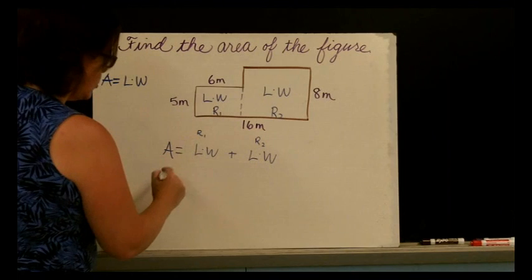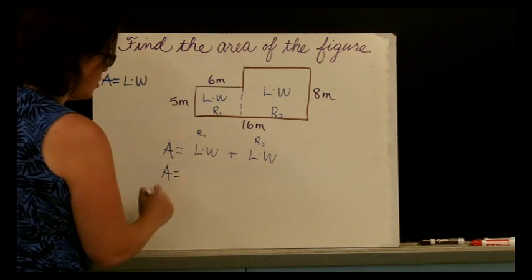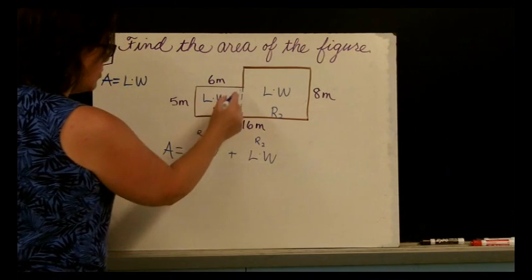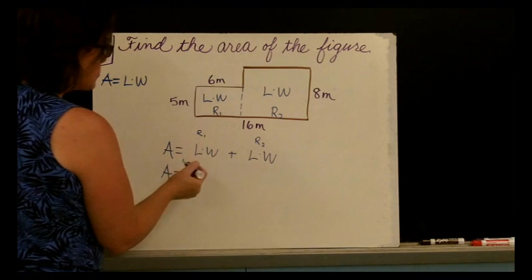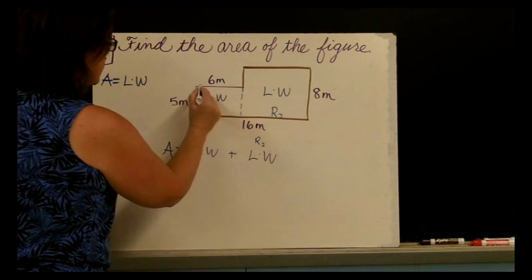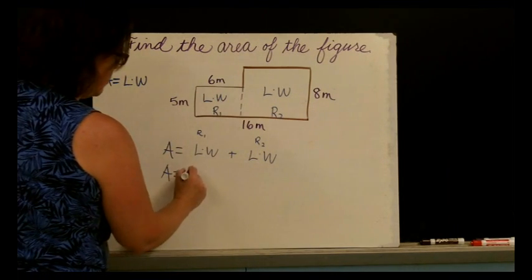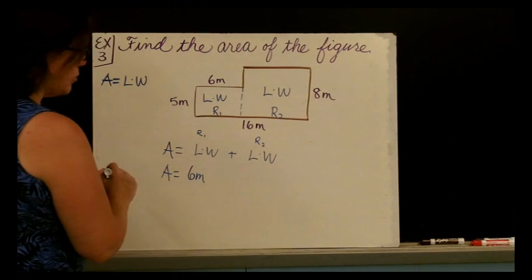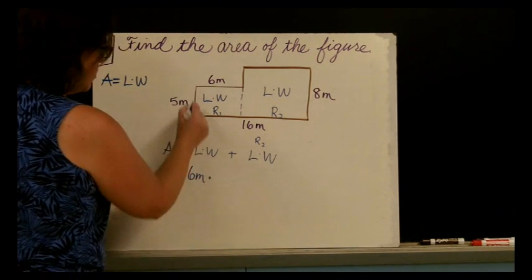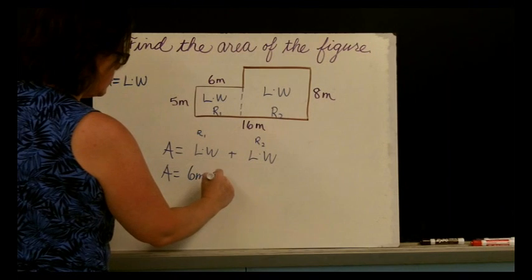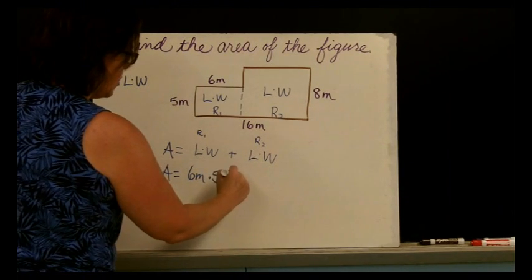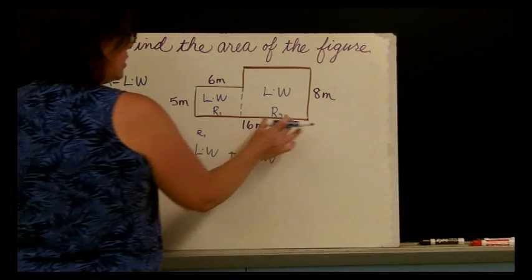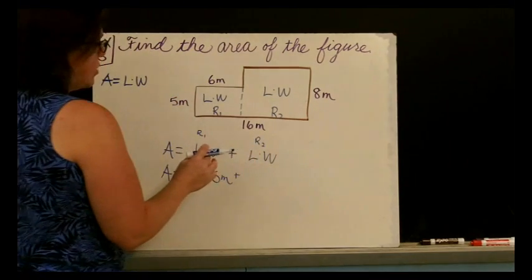And now what we are going to do is substitute in our measurements. The length of this rectangle here. Our length is 6 meters. We can see that right there. To remember our units. And our width is 5 meters. And we're going to add to that the area of this rectangle.